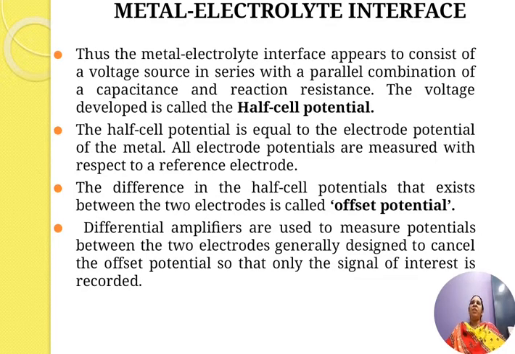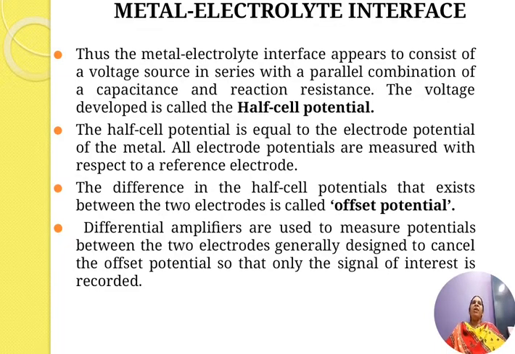All electrode potentials are measured with respect to a reference electrode. The difference in the half cell potentials that exist between the two electrodes is called the offset potential. You have two electrodes. The difference in the half cell potential that exists between the two electrodes is called the offset potential.